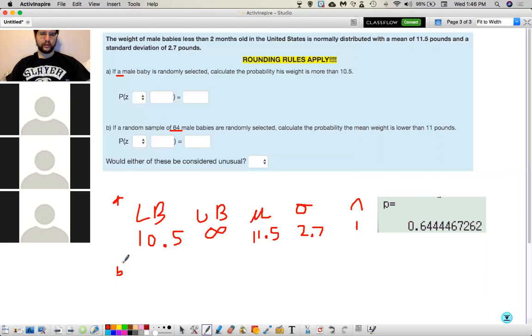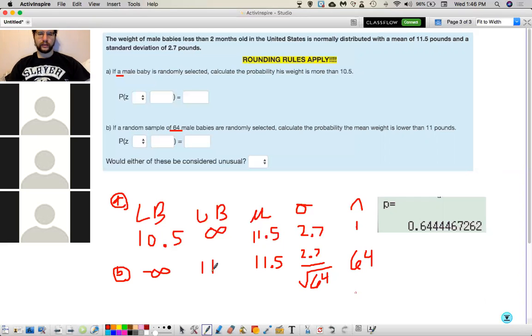For part B, what changes? Well, 2 things change. First, it's lower than 11 pounds. So my lower bound is negative infinity. My upper bound is 11 pounds. The mean is not going to change. The standard deviation itself doesn't change. But since we have a sample size more than 1, we have to take our standard deviation divided by the square root of that sample size. So this is what we're going to use.